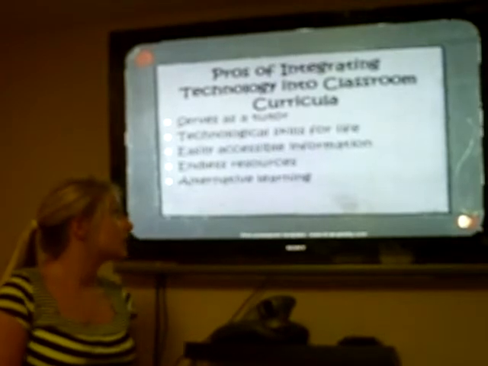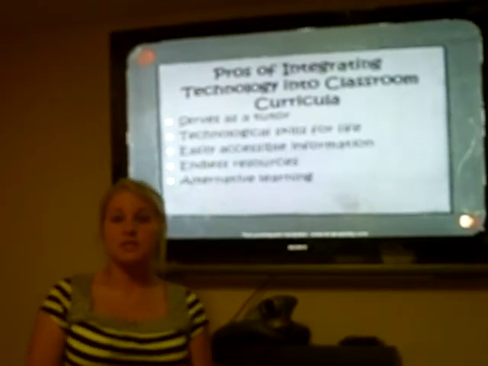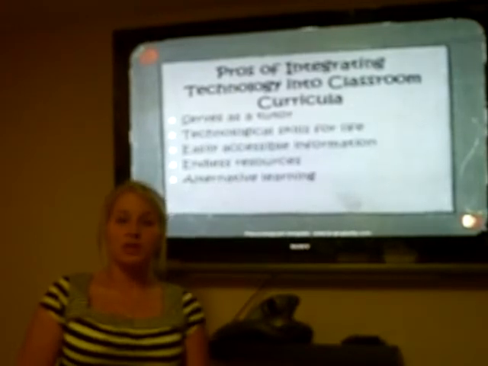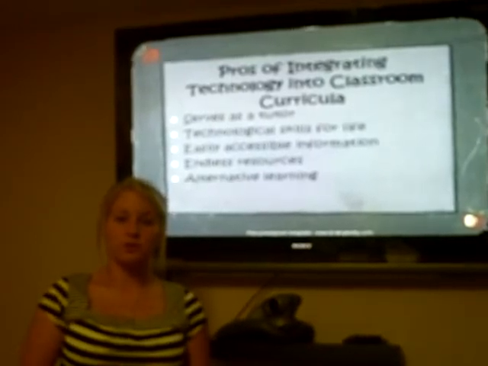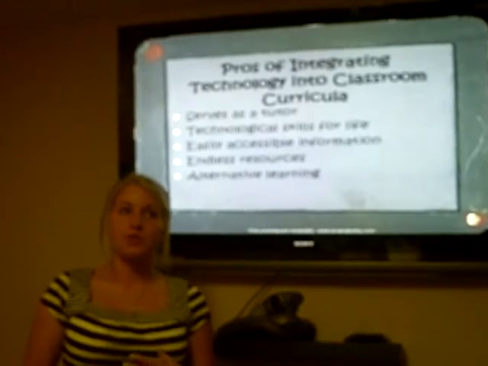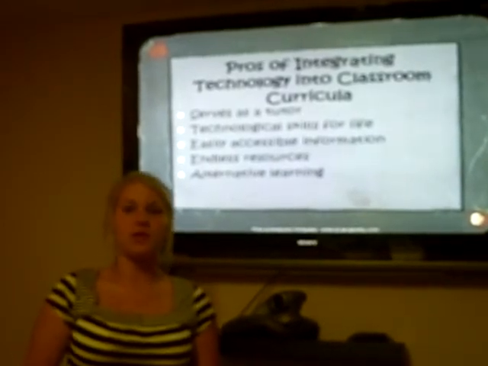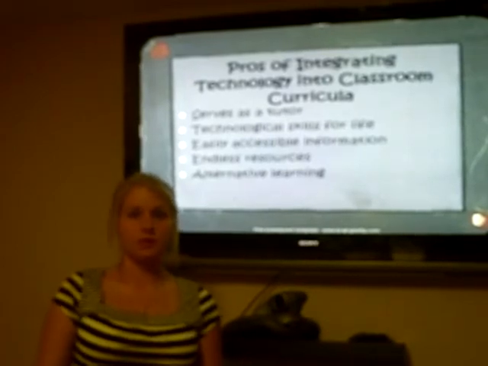The next one is, it basically teaches students technological skills for life. We all know we need skills for technology considering our world is becoming so advanced in technology. When students are exposed to just basic skills, it will help them later on in life, especially if they don't get to use those skills at home.